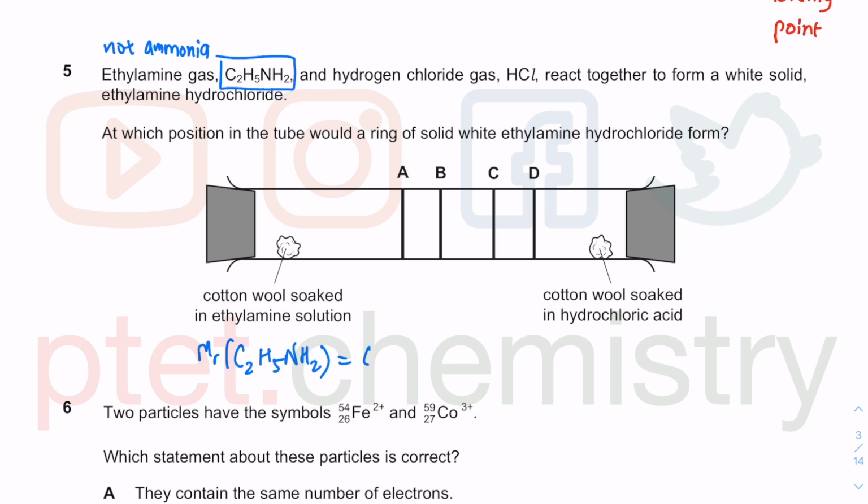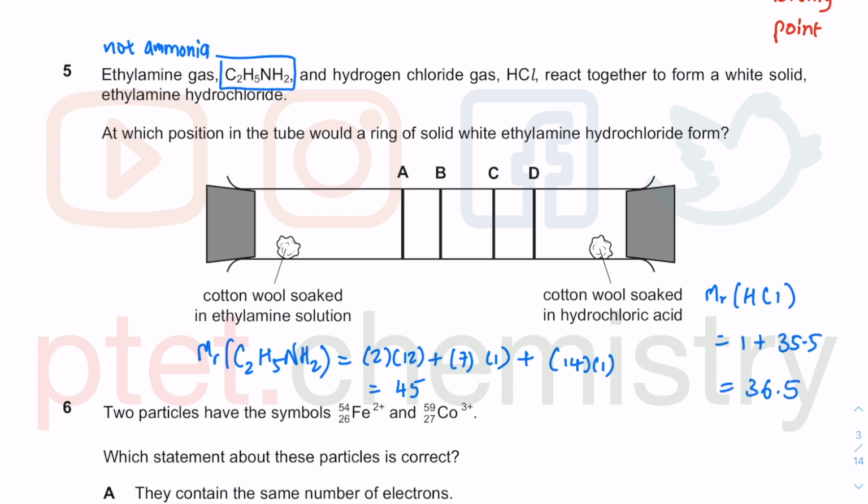Calculating Mr is based on the relative atomic mass in the periodic table. So you have 2 times 12 plus 5 times 1 for the 5 hydrogens. In fact, you have 7 hydrogens, 5 and 2. So I'm just going to do 7 times 1 for the 7 hydrogens. And then I have 14 times 1 for the 1 nitrogen. So 2 times 12 plus 7 plus 14, I get 45. And I'm going to compare this with the Mr of HCl, which is 1 plus 35.5, that's 36.5. So this one is lighter.